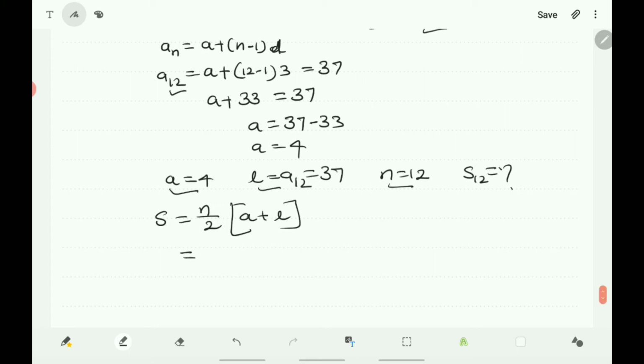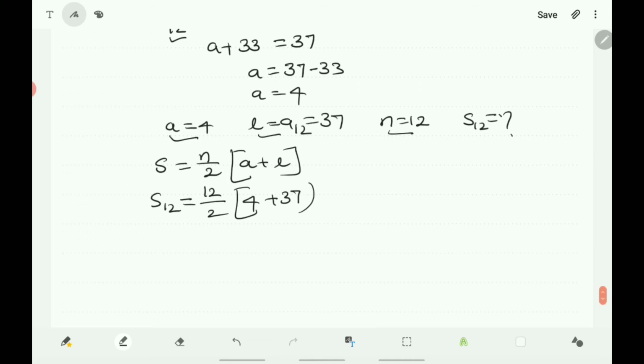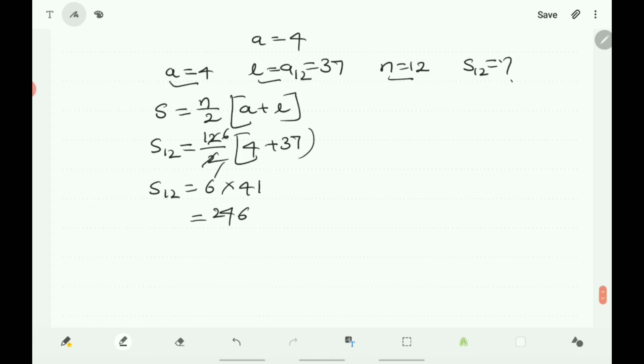So S12: n is here 12 by 2. a is 4 plus 37. Then S12 is equal to 2 sixes are 12, so 6 into 37 plus 4 is 41. 41 into 6 is 246. Therefore, S12 is equal to 246.